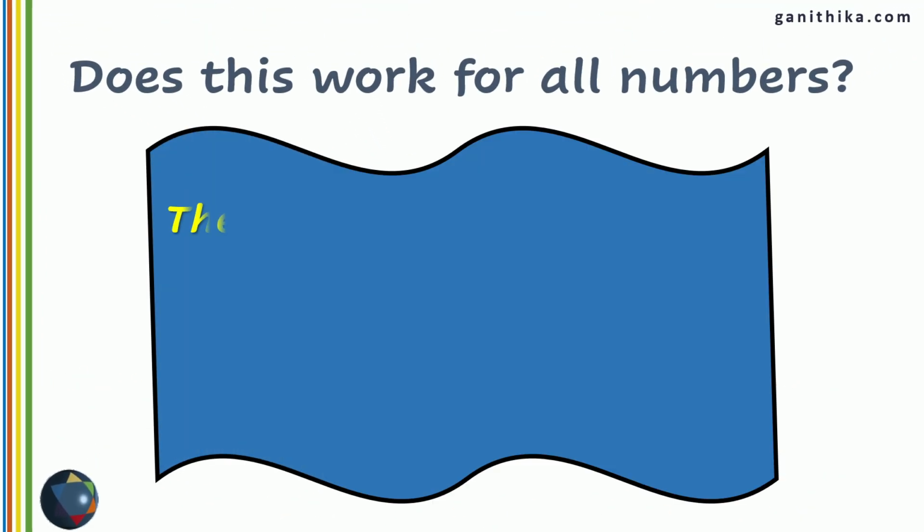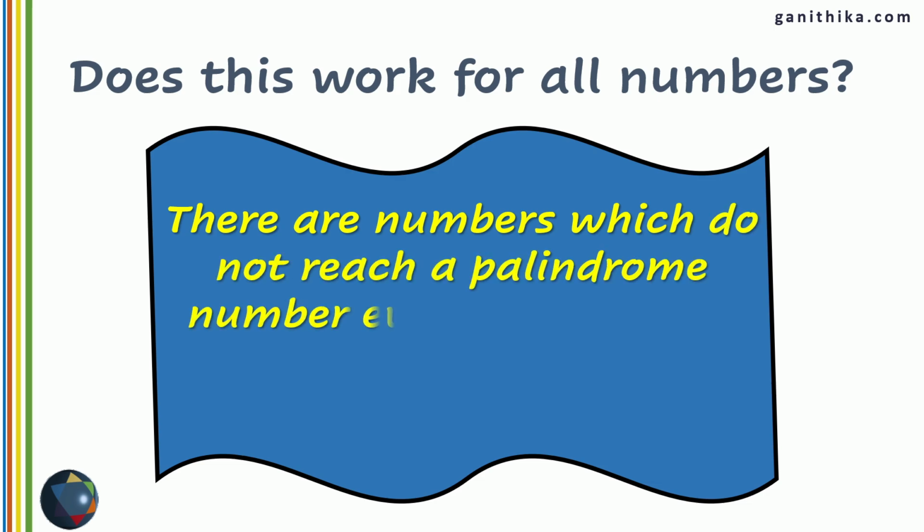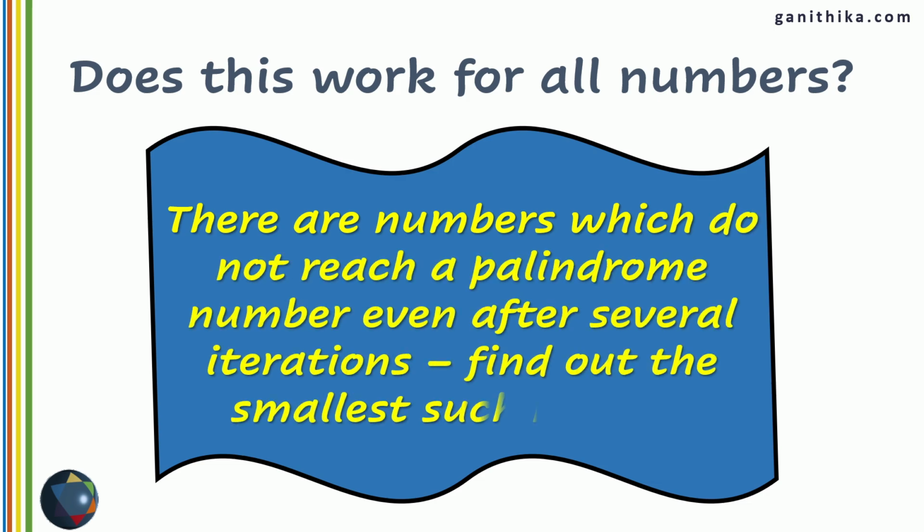Does this work for all numbers? Of course, there are numbers which have not reached a palindrome number after several iterations so far. Can you find out the smallest such number? You can do some research on the internet and find out what that smallest number is. Even after millions of iterations, it has not reached a palindrome number yet. And this is a very common problem in mathematics, which is interesting to deal with.